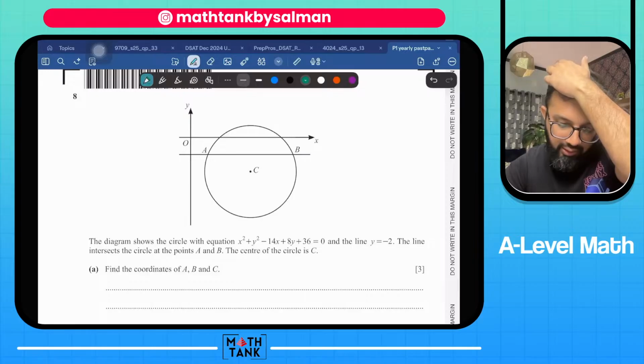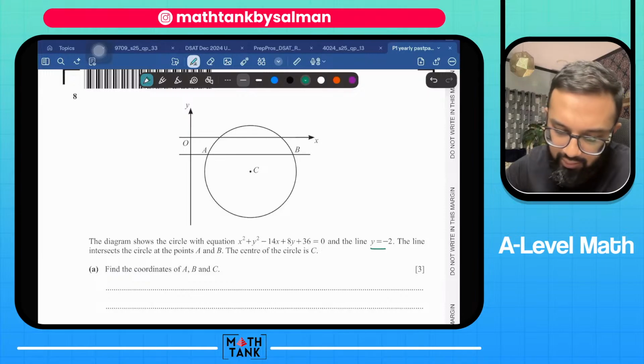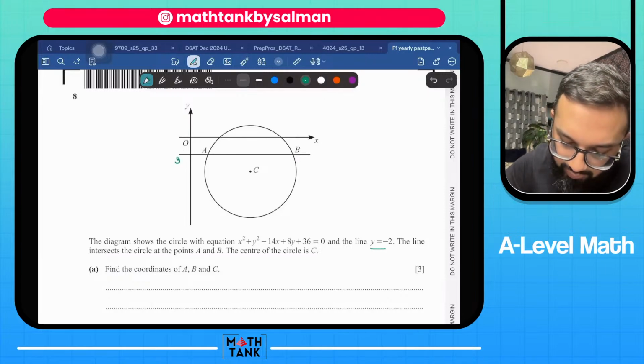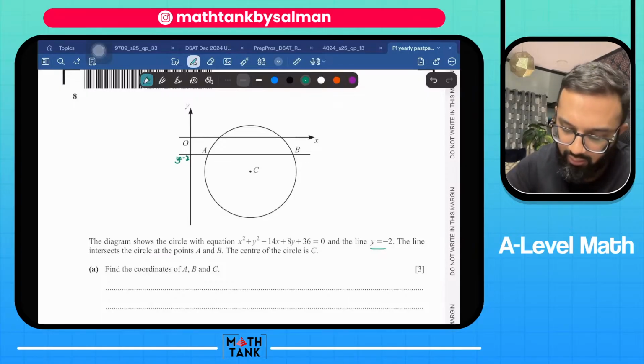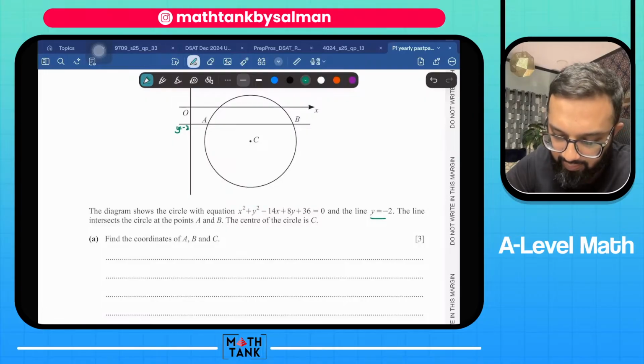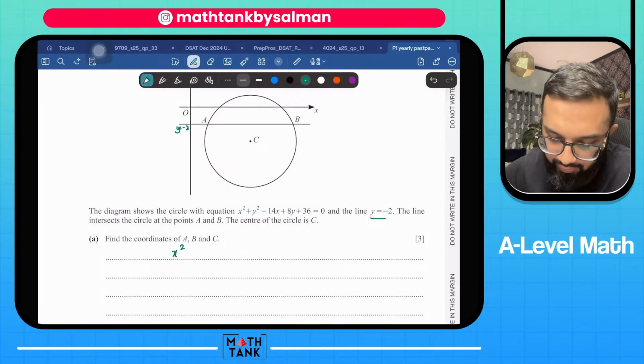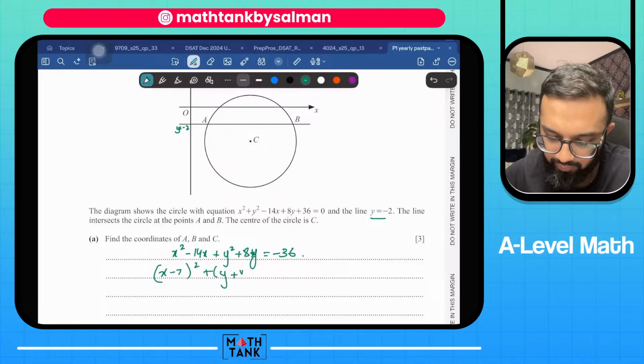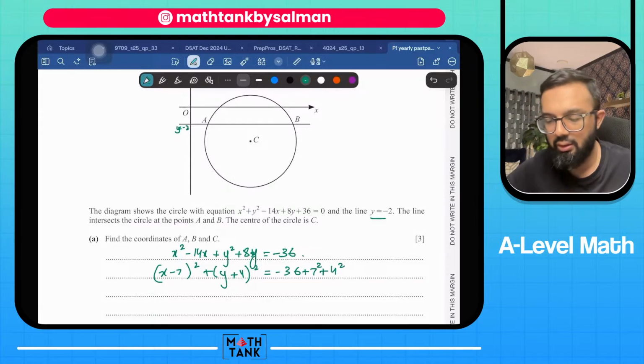Move on to question number 8. It says the diagram shows a circle with equation x square plus y square equals this, and the line y equals minus 2. This is the line y equals 2. The line intersects the curve at the points A and B. The center of the circle is at C. So you first try to find the center of the circle. This should become x minus 7 whole square and y plus 4 whole square, and you add a 7 square and a 4 square on the other side.